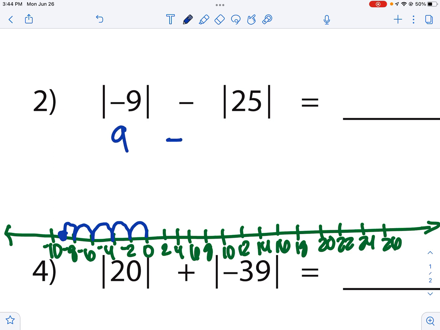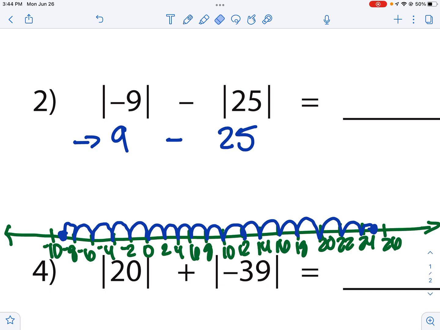So 2, 4, 6, 8, 9, minus 25 would be somewhere here. And I'm going to count how far away is 25 from 0. That's the absolute value. 2, 4, 6, 8, 10, 12, 14, 16, 18, 20, 22, 24, 25. Okay, so now I have 9 minus 25. And I can't just do 9 minus 25 the way we normally do it, because you can't do 9 minus 25, right? This number right here is smaller than 25. But I could use my number line to help me.